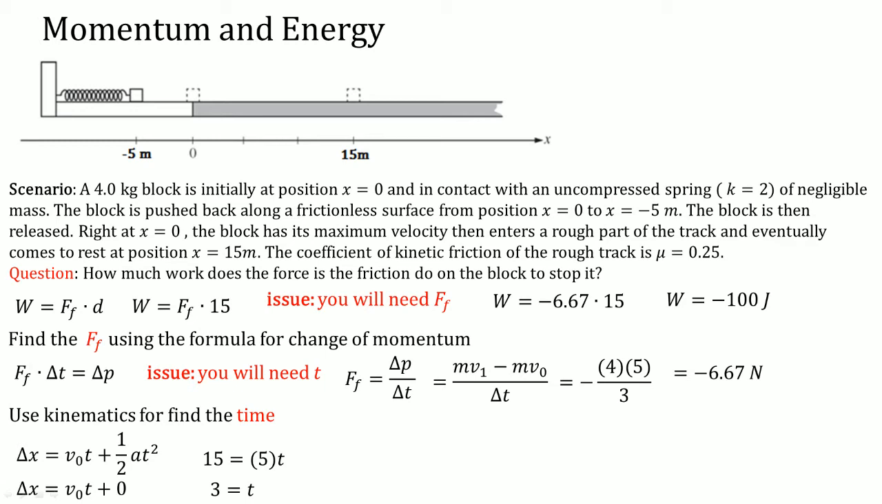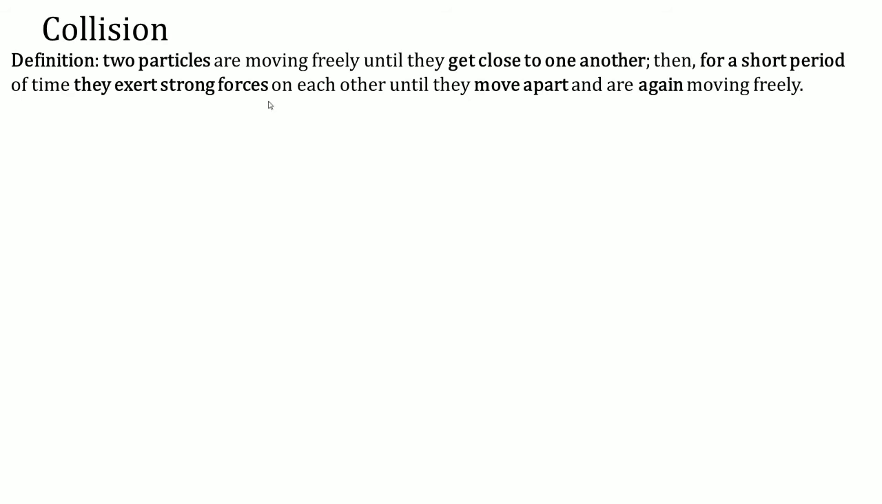This leads us into our idea of collision. Collision, in its basic form, can be seen as two particles that are moving freely until they get closer to one another. Then, for a short period of time, they exert strong force on each other until they move apart and are free to move again. There are several types. What you need to get from this slide is seeing how their momentum and energy are related.